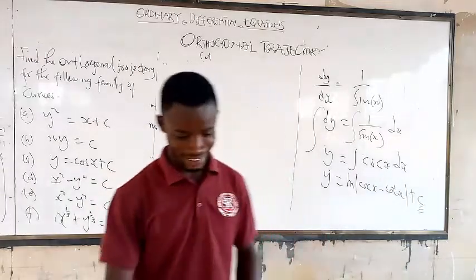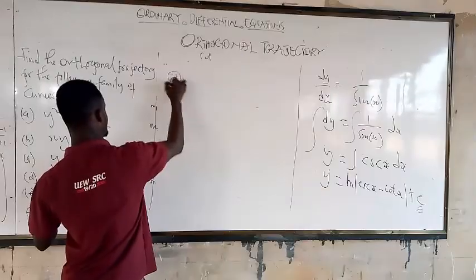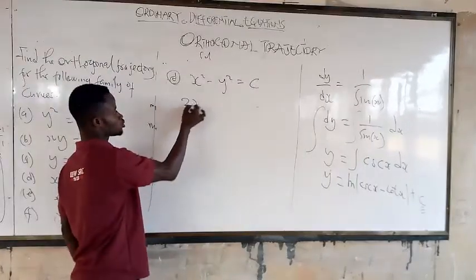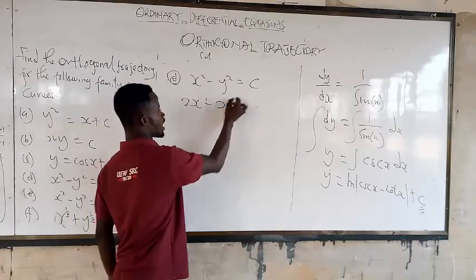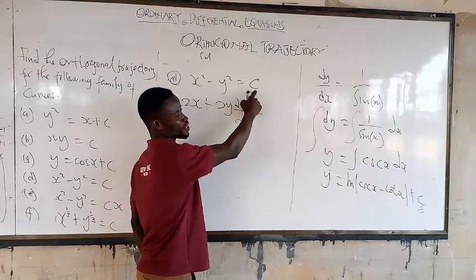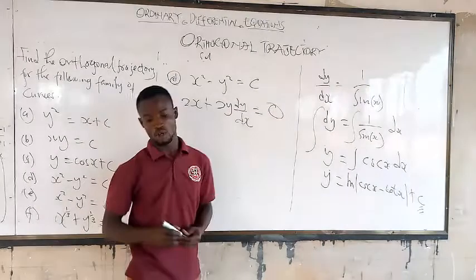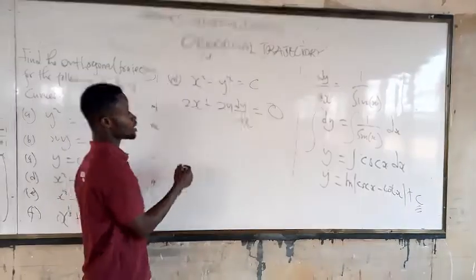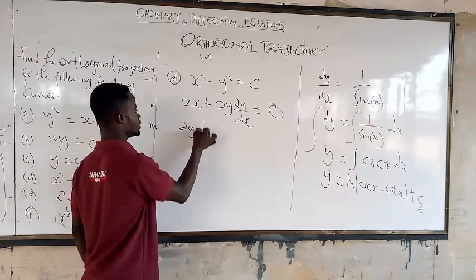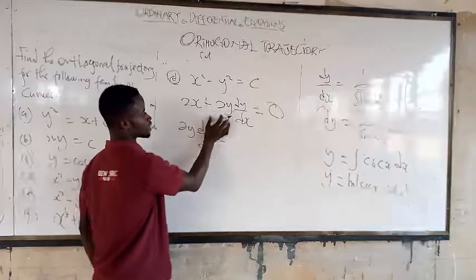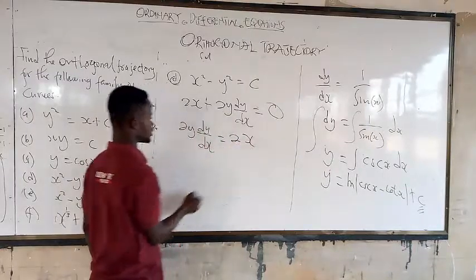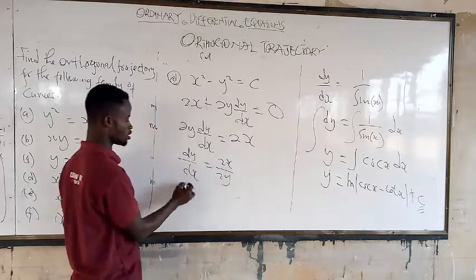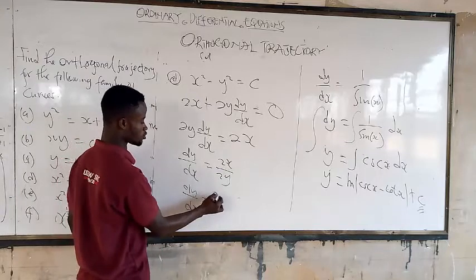In fact, I would like you to continue with the rest. This is just s squared minus y squared is equal to c. So here you get 2x, implicit, 2y dy/dx. Please don't forget this is not c, it's 0, because when you differentiate a constant, it's 0. So you make dy/dx the subject. You get 2y dy/dx equal to 2x, so dy/dx will be equal to 2s over 2y. So dy/dx is equal to s over y.